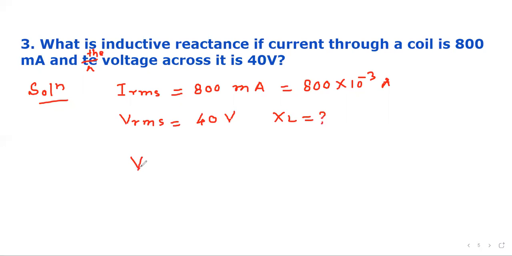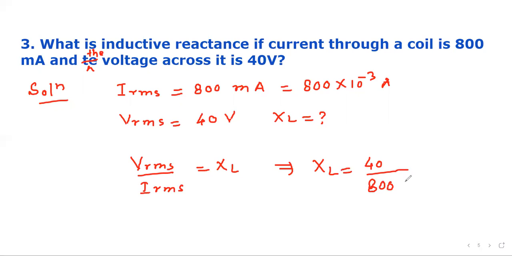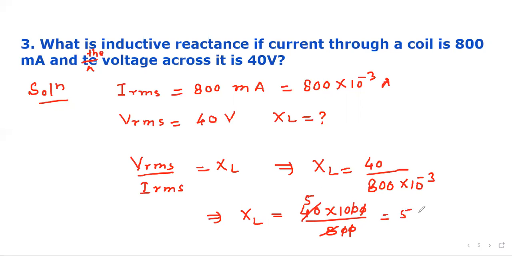So VRMS divided by IRMS is equal to XL. We put the values. XL equal to VRMS is 40 divided by 800 times 10 power minus 3, which will become XL equals 40 into 1000 divided by 800. So it will be 50 ohm. Now let's go to next question.